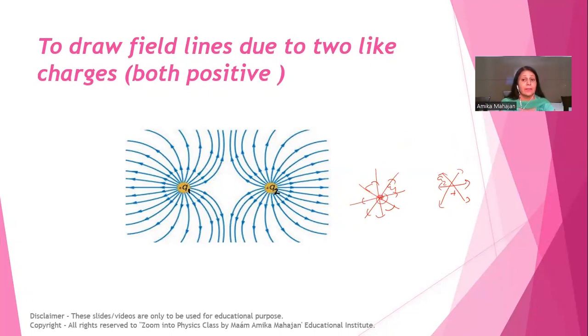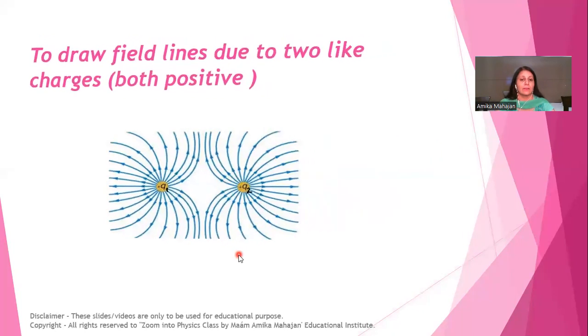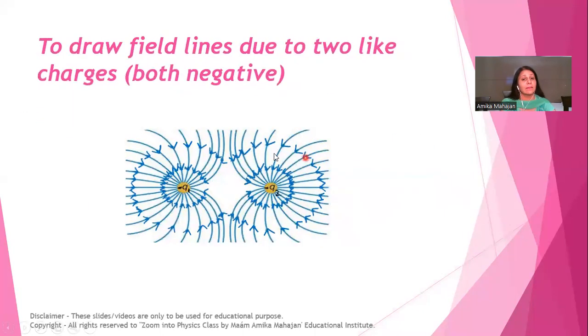But field lines exert lateral pressure, sideways pressure. So these lines will bend like this. It shows repulsion between two like charges. So these will be the field lines drawn for like charges. If I consider negative charges, the same kind of field lines will be there, but the direction of arrows will be reversed.